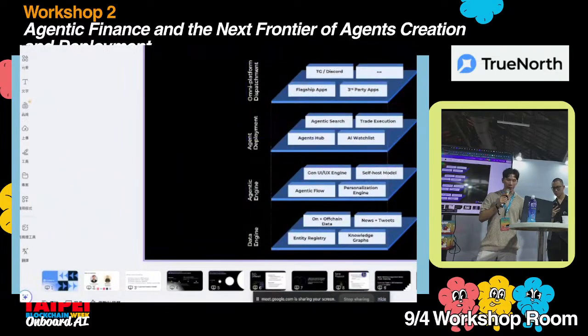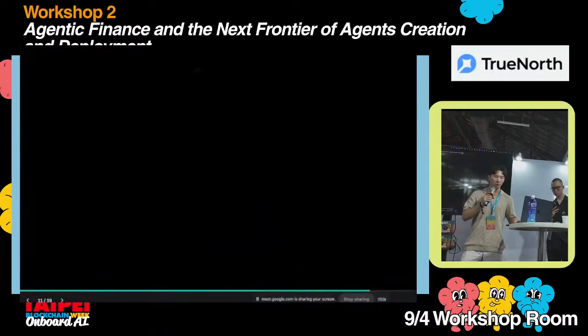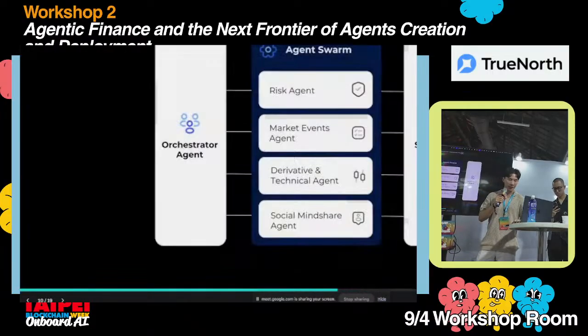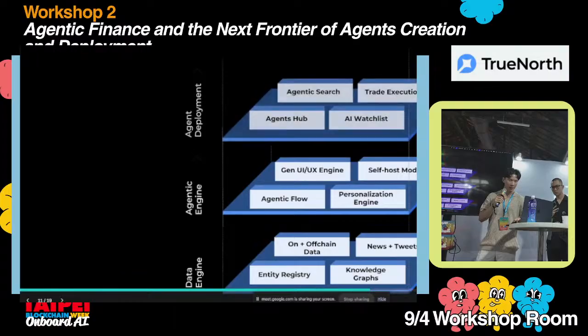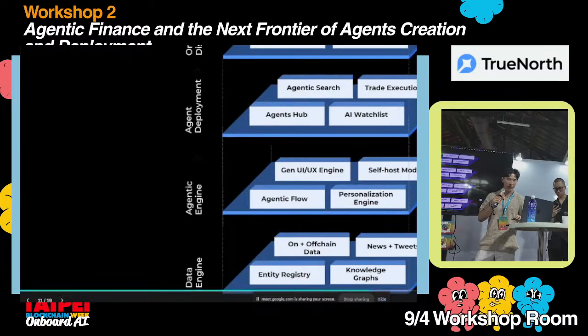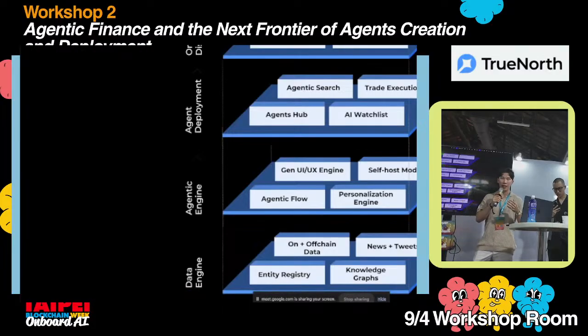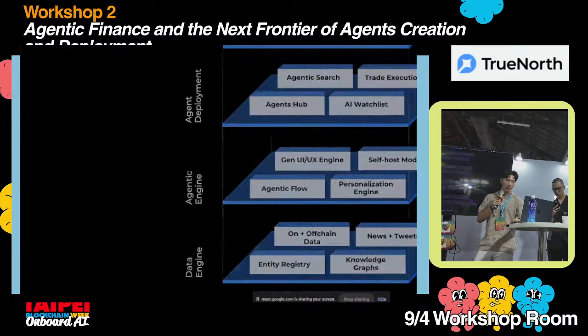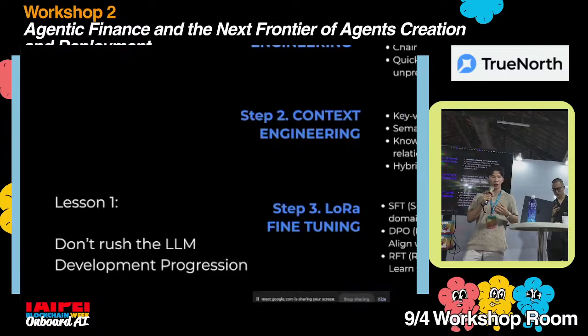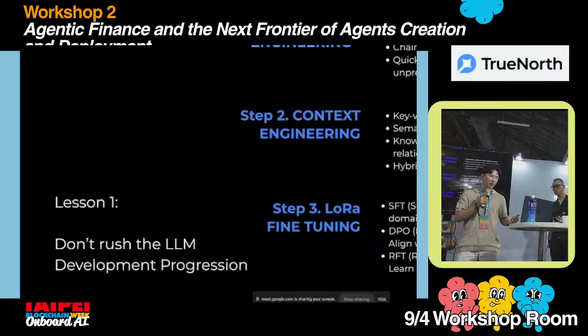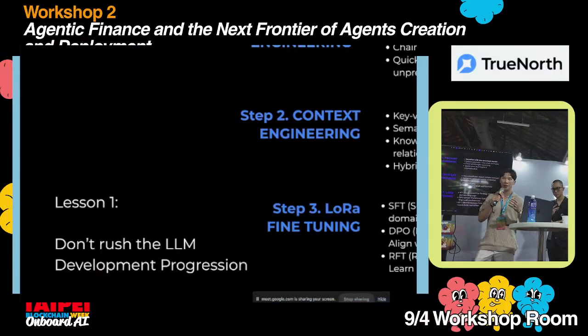So that's a high-level overview of what we have built with the agent architecture, and the entire infrastructure follows the principle of delegating tasks to the right agent, as well as tool pooling. Now we want to share the learnings with our fellow builders, exactly what we have learned developing these agents. I will go through lesson 1, and LJ will go through the rest of the lessons. Essentially, lesson 1 is don't rush the LLM development progression.